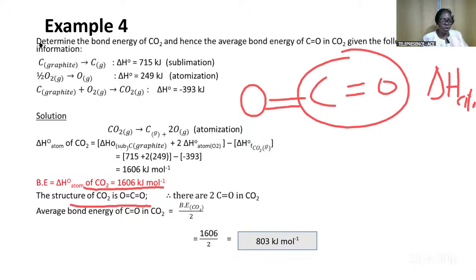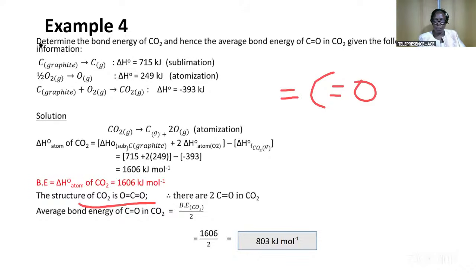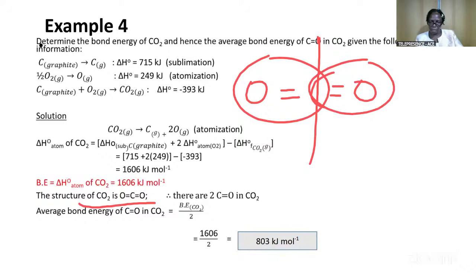Now, the structure of CO2 is given here, which means that there are 2 C double bond O there, as explained earlier, and that is what I'm also showing you here. So it then means that the average bond energy of C double bond O in CO2 will be the value that we have obtained for the bond energy divided by 2, because you can readily divide this by 2. You have the same type of bond in this molecule. So 2 bonds, one type of bond.